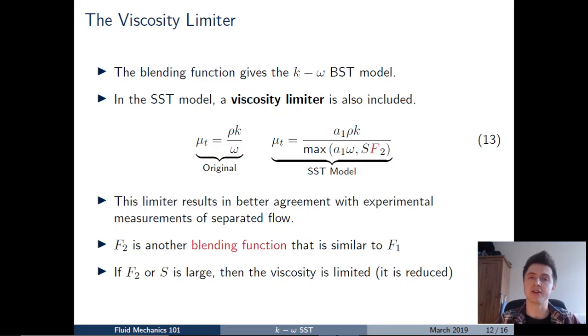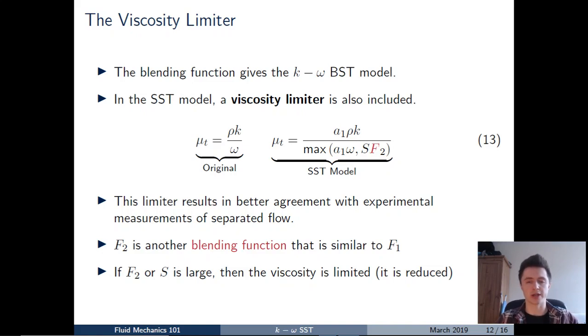And so to extend the BST model into the SST model, we introduce a viscosity limiter. The viscosity limiter will look something like equation 13 there. On the left you can see the original, or standard, form for the turbulent dynamic viscosity: rho k over omega. However, we want to limit this viscosity. By reducing that viscosity when we're close to the wall, when the shear is high, our wall shear stress is going to reduce faster, and we're more likely to get separation if we carefully calibrate this limiter.